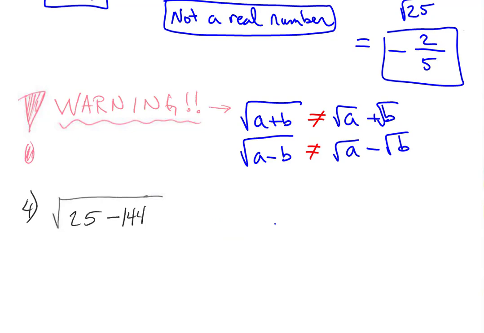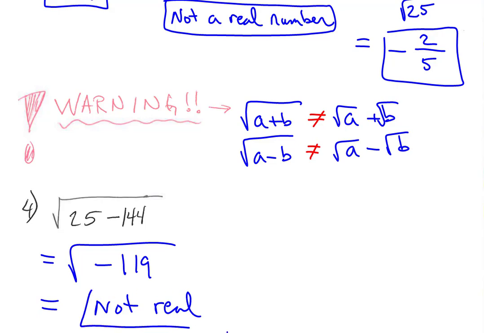Rather, the only way to handle this is to simplify what's underneath the root first. We have to combine those two like-term numbers. 25 minus 144 would be negative 119, which leaves us with the square root of negative 119. But as we saw above, you cannot take the square root of a negative number, so we'll simply say not real, or not a real number.